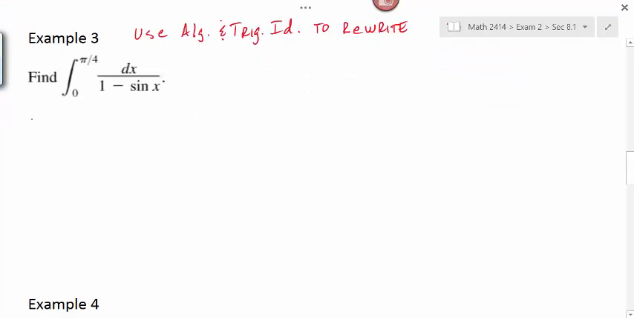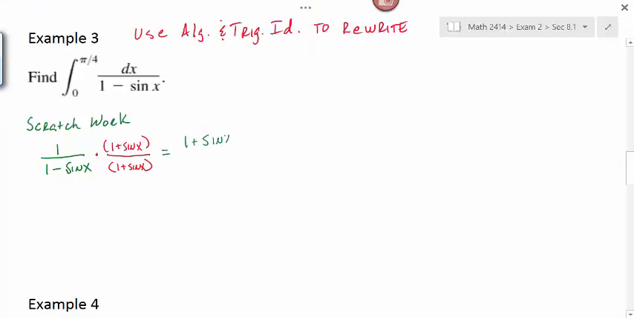What we do in this situation is we use algebra and trig identities to rewrite the integrand. I'm going to come down here then and do some scratch work. Right now my integrand is 1 over 1 minus sine x. If I were to multiply both the numerator and the denominator by 1 plus sine x, what would I have? I would have a Pythagorean identity in the denominator. This is 1 minus sine squared x. The Pythagorean identity for sine and cosine is sine squared plus cosine squared equals 1.